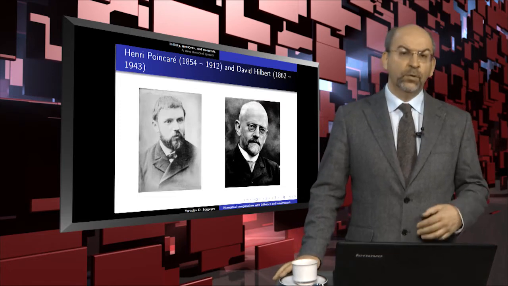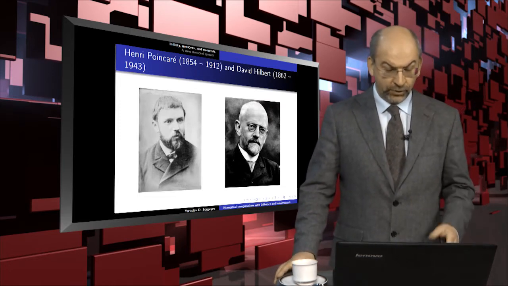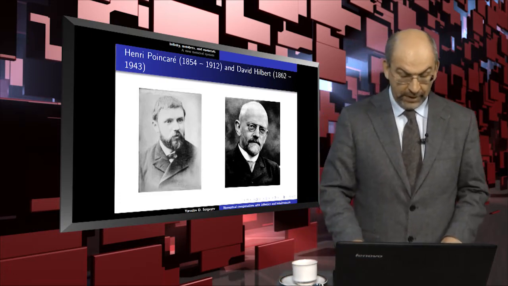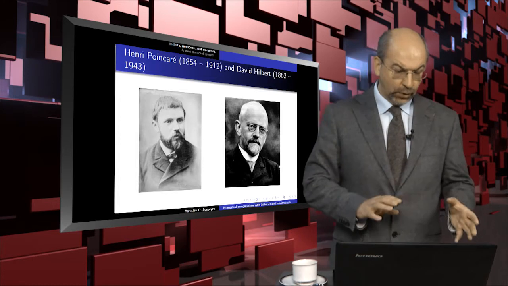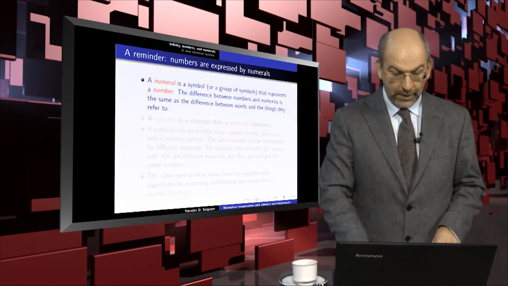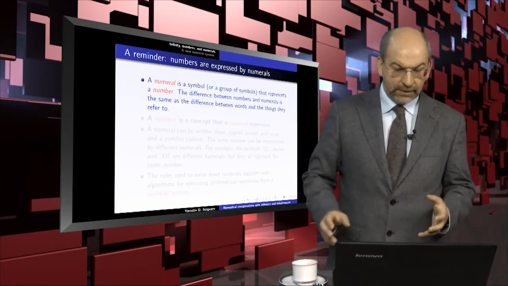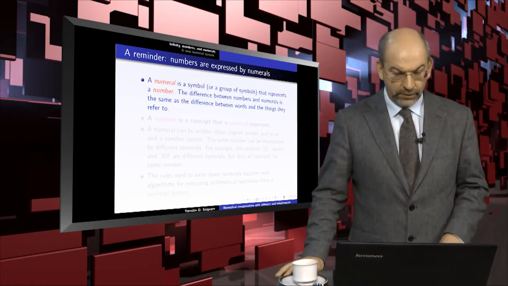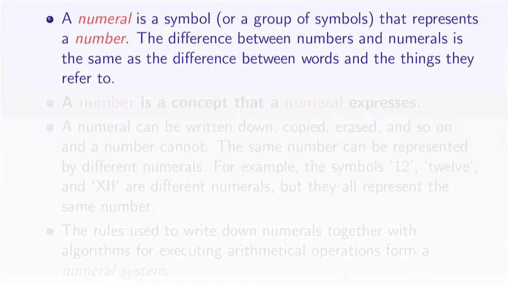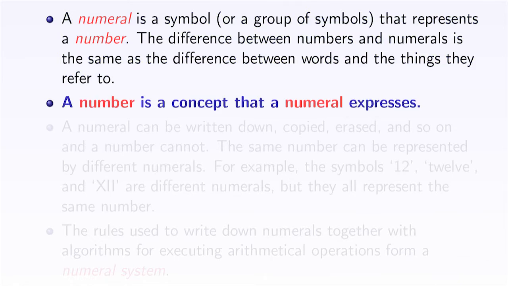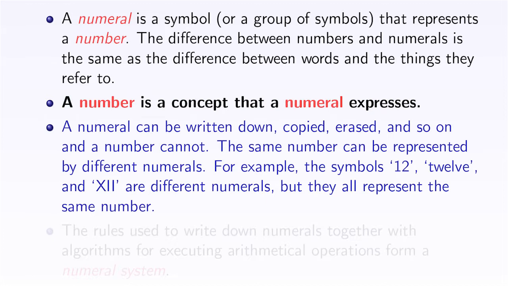mathematics is not the queen of all sciences. It is just a natural science like physics or chemistry. And in this talk, our positions will be closer to the positions of Poincaré. So let us remind that there exists a difference between numbers and numerals. A numeral is a symbol or a group of symbols that represents a number. A number is a concept that a numeral expresses, and a numeral can be written down, copied, erased, and so on, and the number that is a concept cannot. For example, these symbols, and these symbols are different numerals, but they all represent the same number.